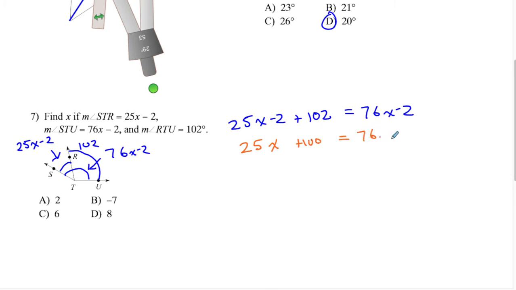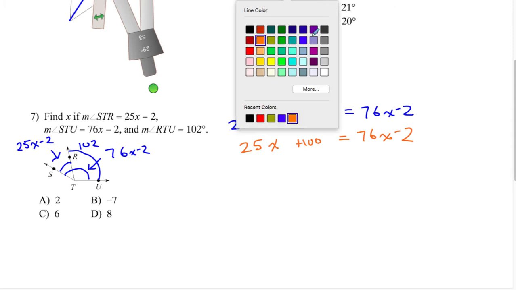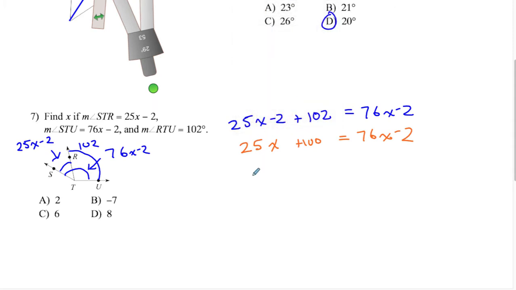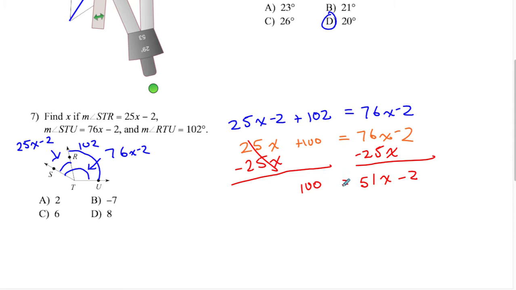Is equal to 76x minus 2. Now I need to decide what side my x's should be on. I'm going to decide on the right, which means I'm going to subtract 25x on both sides. You could have chosen the left or the right, it doesn't really matter. If I put the x's on the right-hand side, though, I know it's going to be positive. I don't have to worry about dividing by a negative later. That gets rid of the 25x's, and I'm left with 51x minus 2, and I still have this 100. There's my equal sign, and now I need to add 2 to both sides.